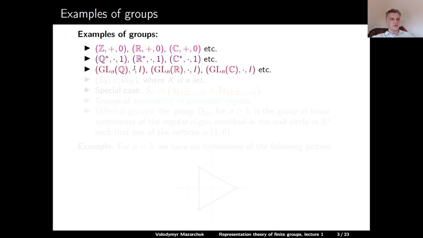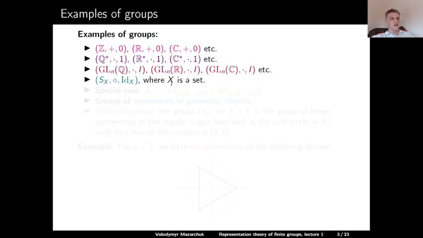Then we have matrix groups. So we have the group of invertible n times n matrices with rational coefficients with respect to multiplication and with the identity element being the identity matrix. And we have similar groups for real numbers, for complex numbers, and for other fields.